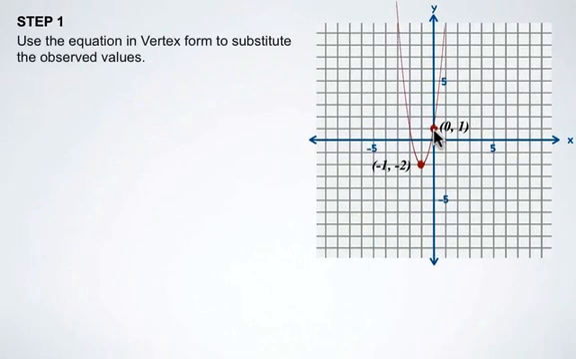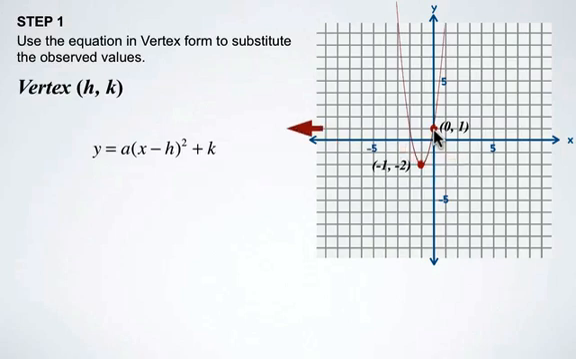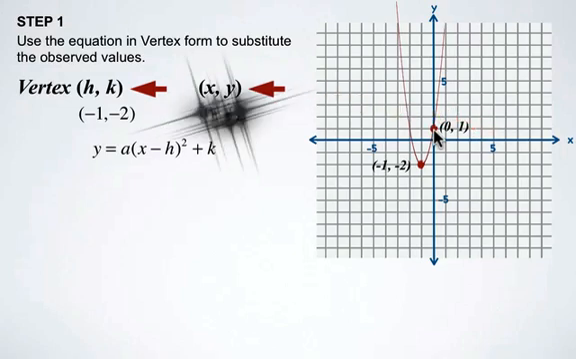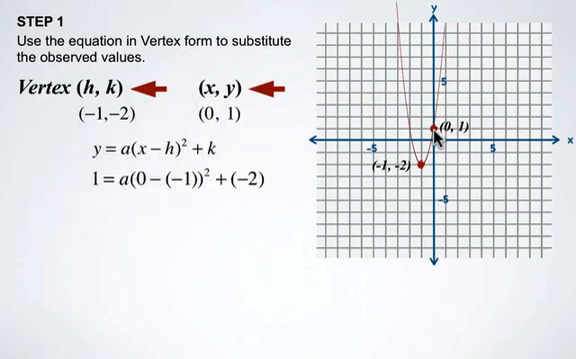Step 1. We're going to use the equation in vertex form to substitute the observed values. We've got our vertex, which is our h and our k, -1, -2, and our other point, which will be our x and our y, 0 and 1. So we substitute everything in.